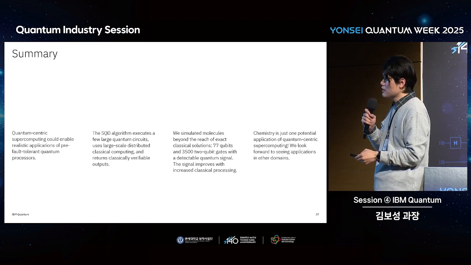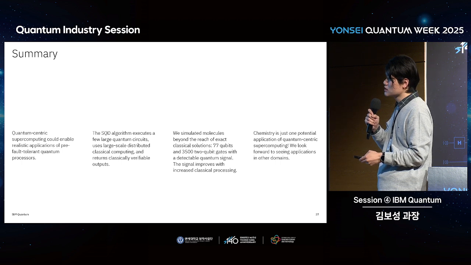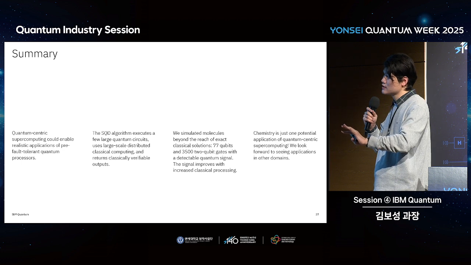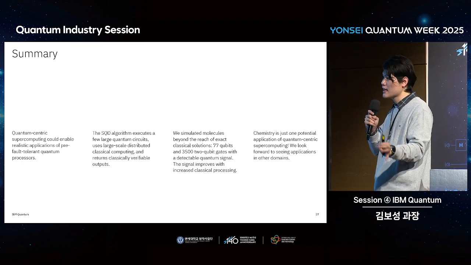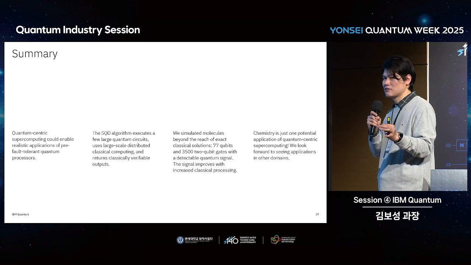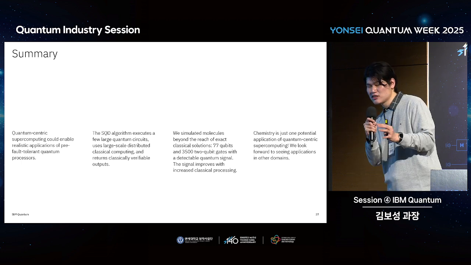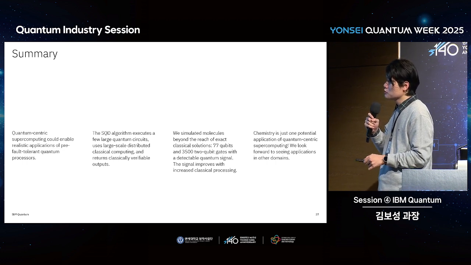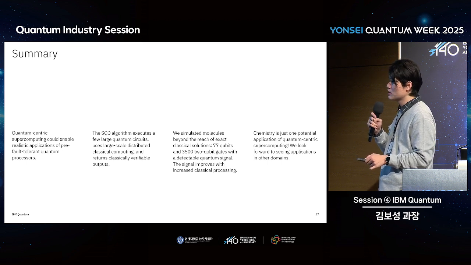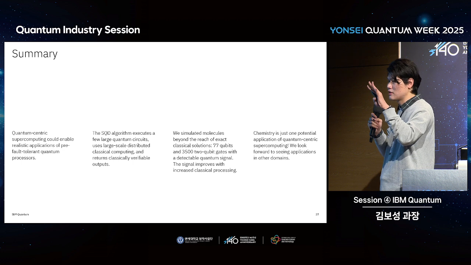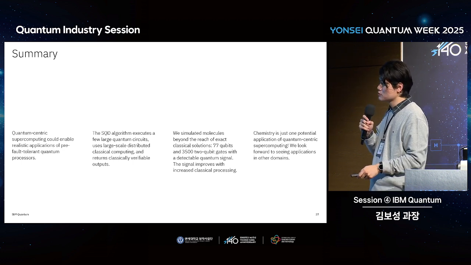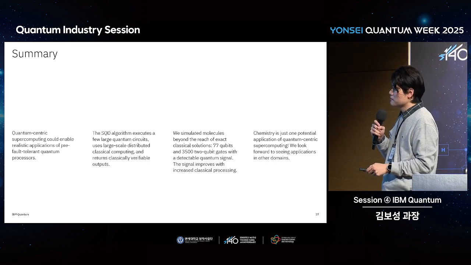And third, we simulated molecules beyond the reach of exact classical solutions. Actually, the Fe4S4 simulation is beyond the reach of exact classical solution, where only approximations or other methods can find the ground state energy. Here we apply 77 qubits and 3,500 two-qubit gates with a detectable quantum signal. We could see there is a linear extrapolation possible with our signal, which can be improved by increased classical processing.